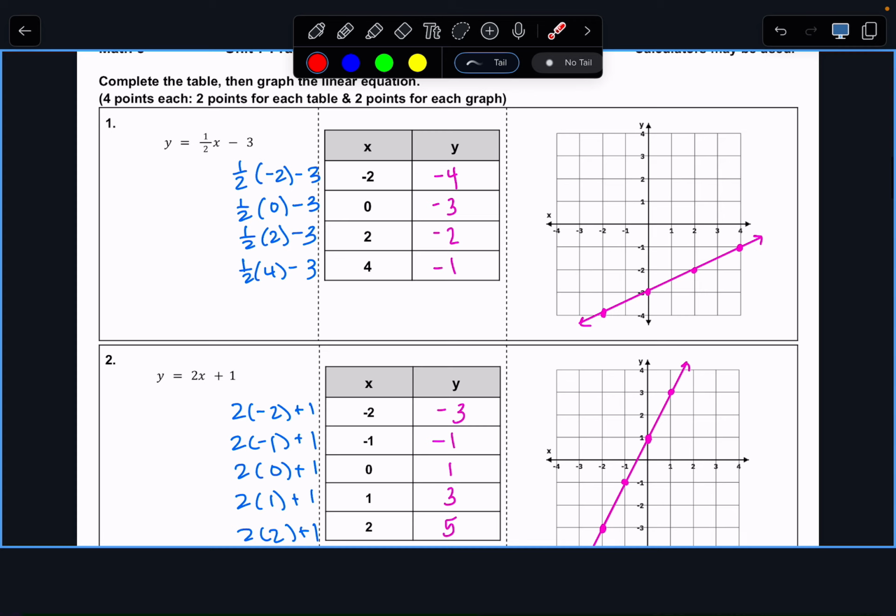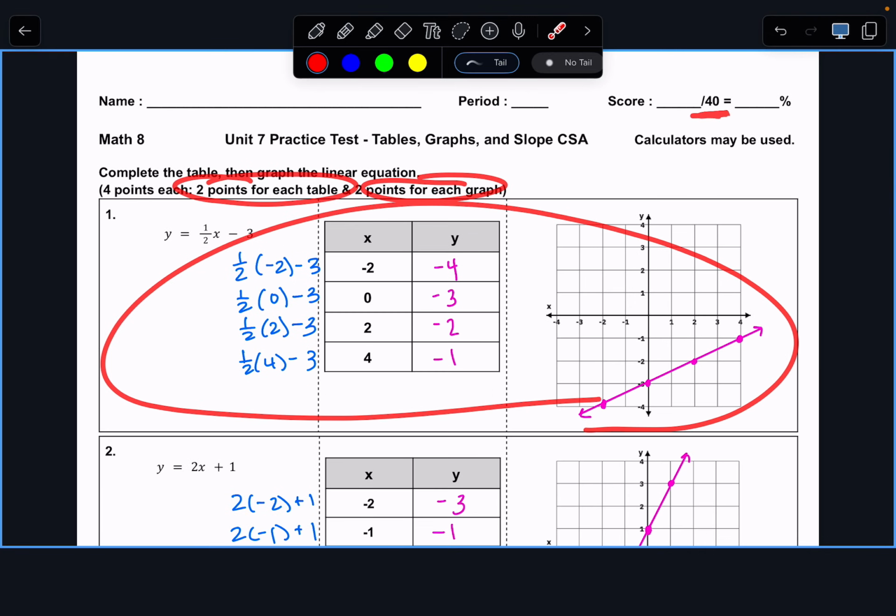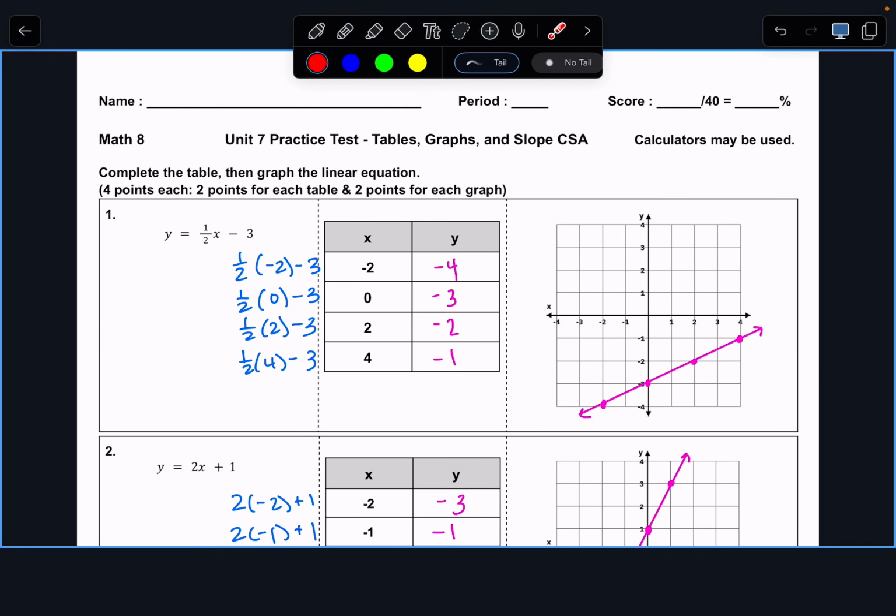Okay, 2 points for the table, 2 points for the graph. So this is a 4-point question out of 40 points. Okay, so those are going to be a pretty big deal.